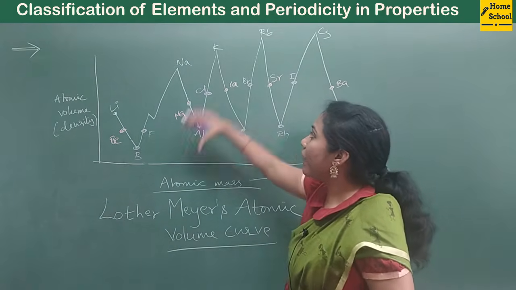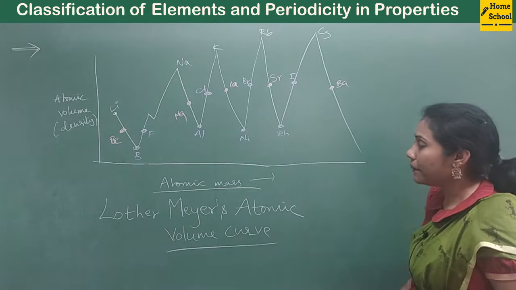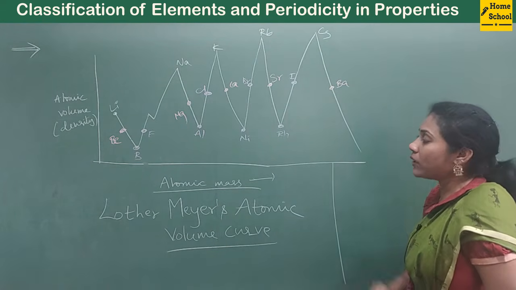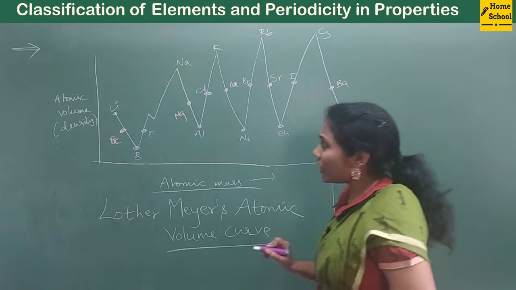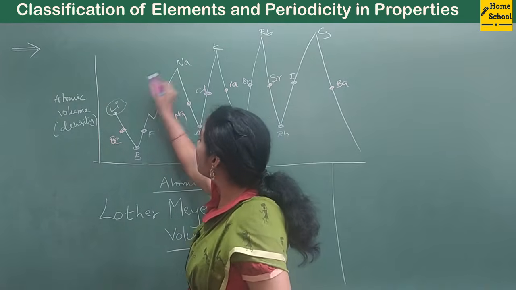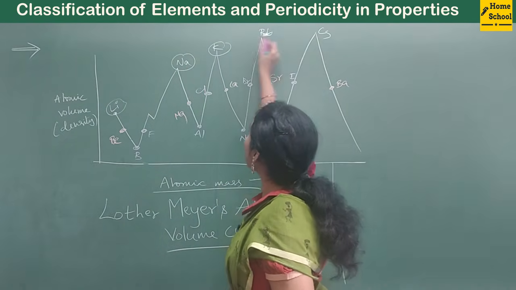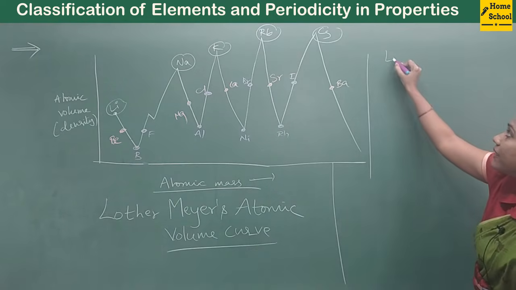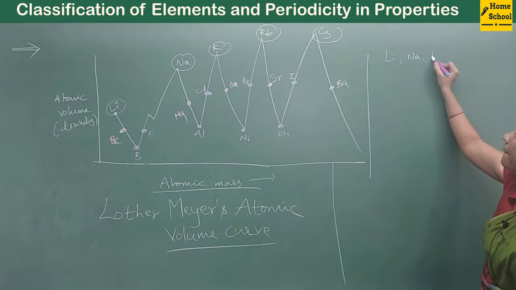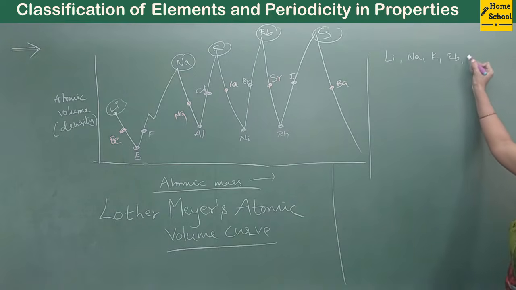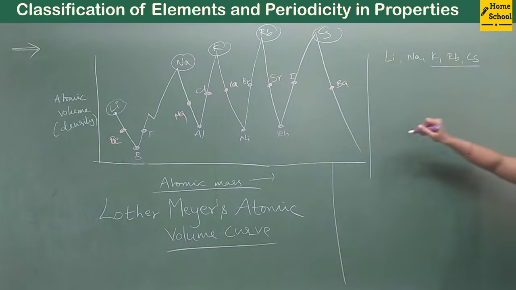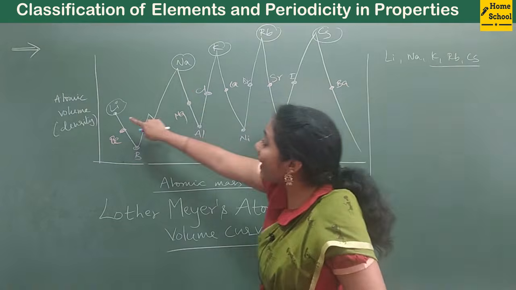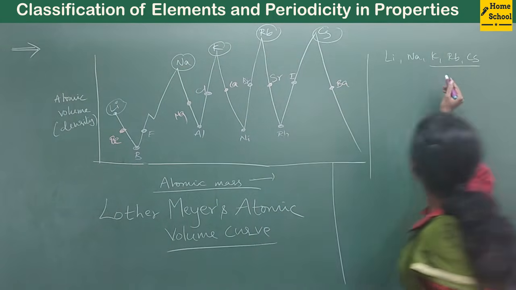So that is the graph that I have shown here. One thing you can observe is lithium, sodium, potassium, rubidium, cesium. Let me write it here: lithium, sodium, potassium, rubidium, cesium. So where are they located in the graph? They are located at the peaks, right?